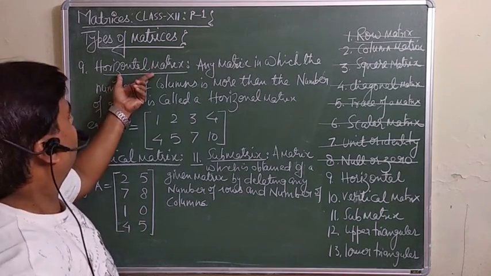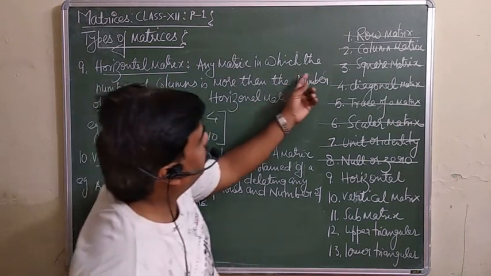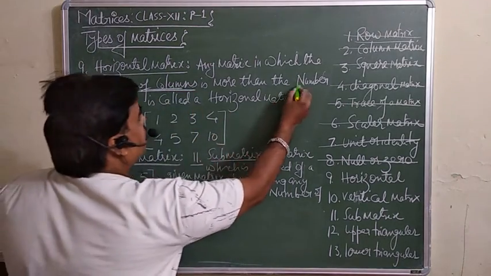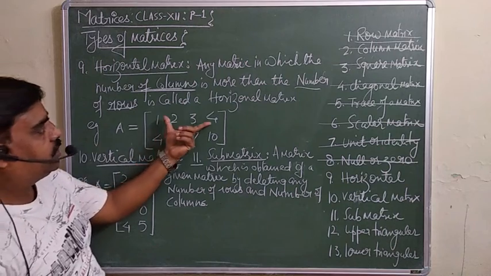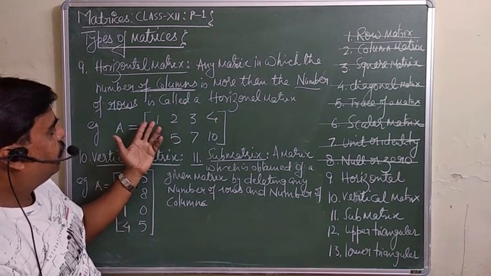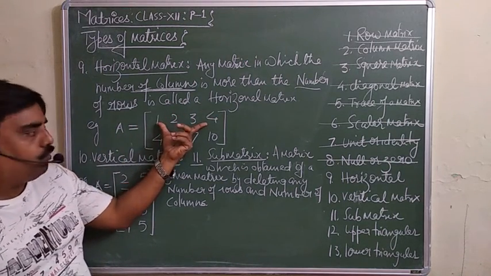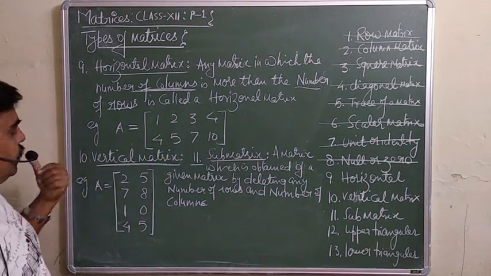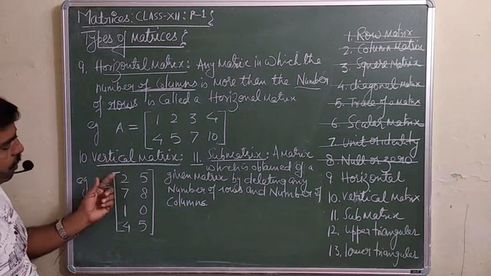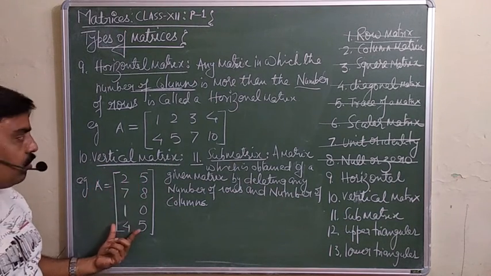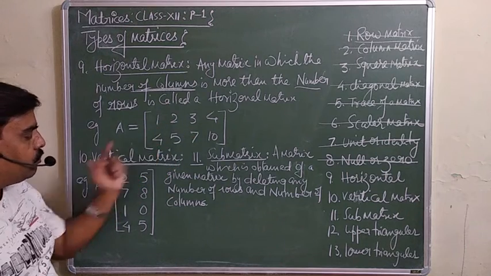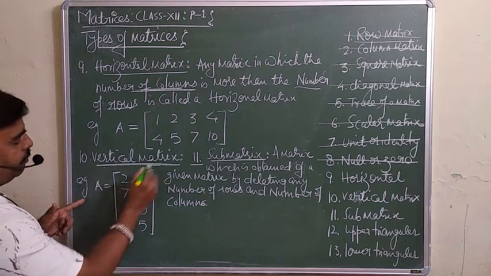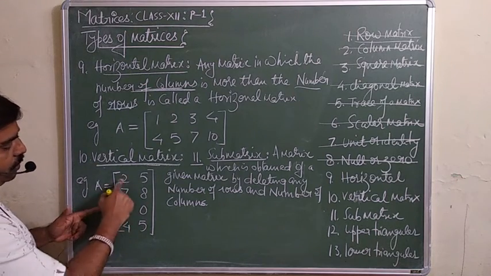Now the horizontal matrix: any matrix in which the number of columns is more than the number of rows is known as a horizontal matrix. Here the columns are 4 and the rows are 2, so the number of columns is more than the number of rows, and you can say this is a horizontal matrix. A vertical matrix is one where the number of rows is more than the number of columns. Here the rows are 4 and only 2 columns are there, so that is the vertical matrix.